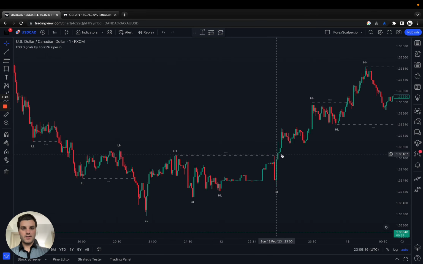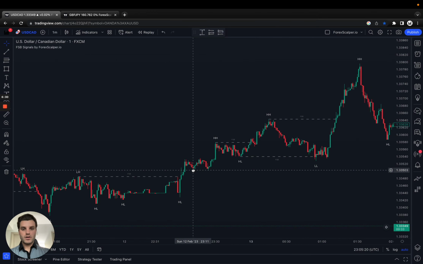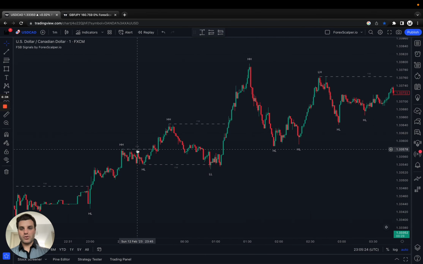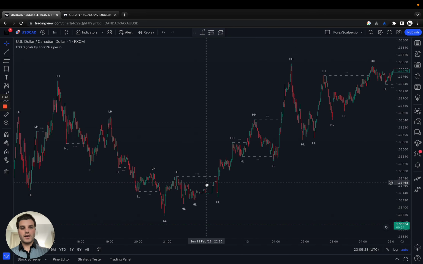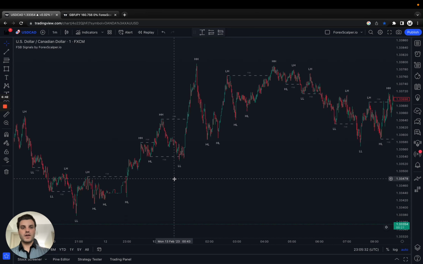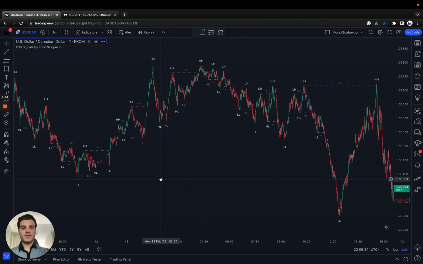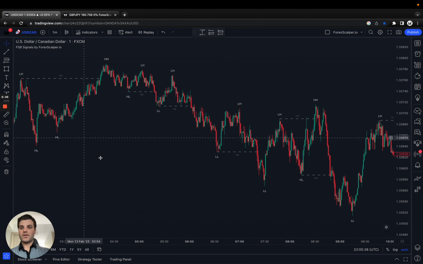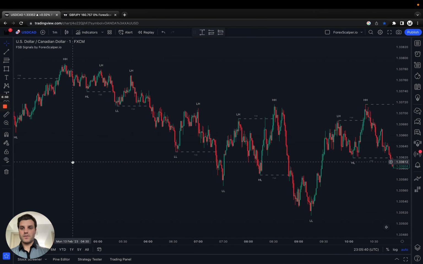FSB painted here, so we look to go short. We didn't get any pattern to go short, so we continue. And we're looking for short trades only. This is a good way to filter out all the different opportunities and to only take short trades. This is the 1 minute chart, and you can trade this on all the different time frames as well.